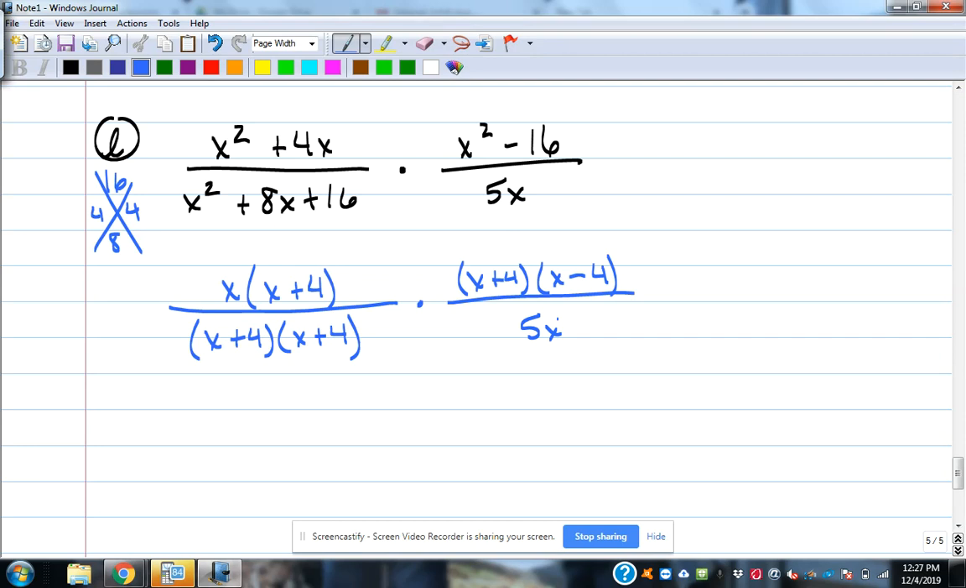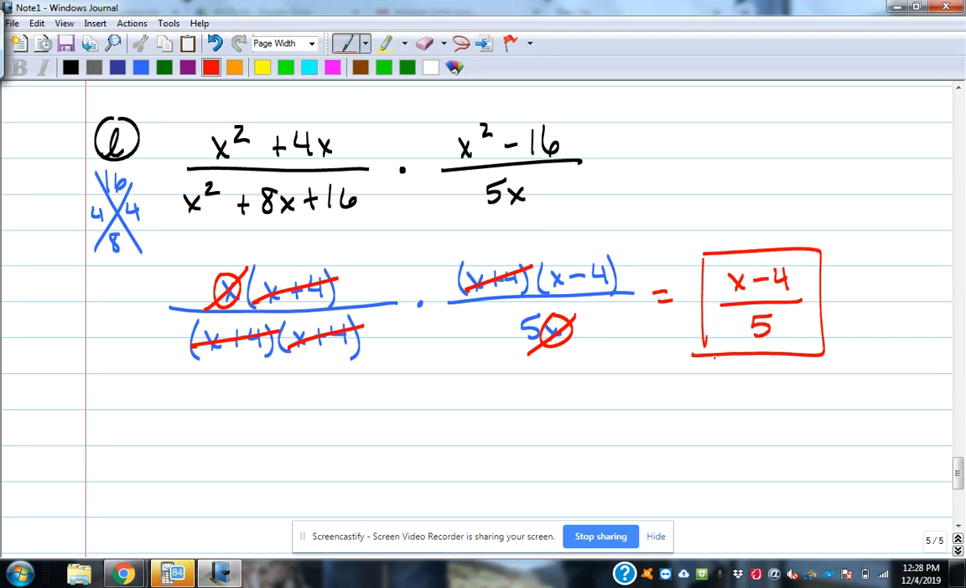So which ones cancel? Diagonally? Okay, so this one cancels one of those. There's an x plus 4 vertically that can cancel each other out. So it's a one-to-one cancellation idea. What else could cancel? Yeah, that x and this x can cancel each other out. What's left? X minus 4 over 5. Boom.